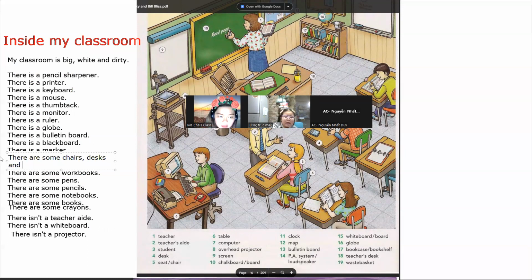Keyboard. There is a keyboard. All right, so we already put the keyboard right there. There is a bookcase. There is only one. Chairs and desk. There is a bookcase. All right. Now, Elsa, how many teachers do you have in your classroom?